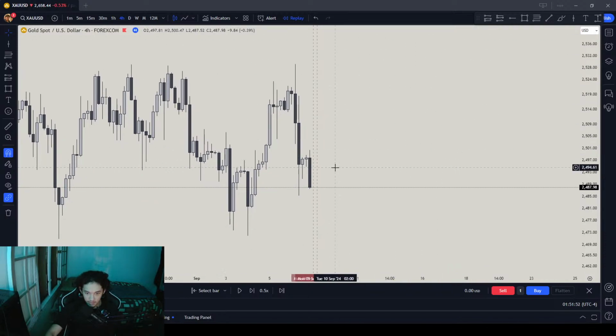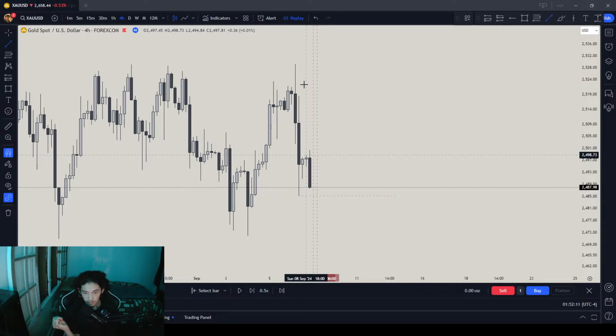Dailies are bearish, so I'm looking to short. I'm looking for any of these lows. The 4-hour is external right over here. The daily is in what? Internal. 4-hour is external.